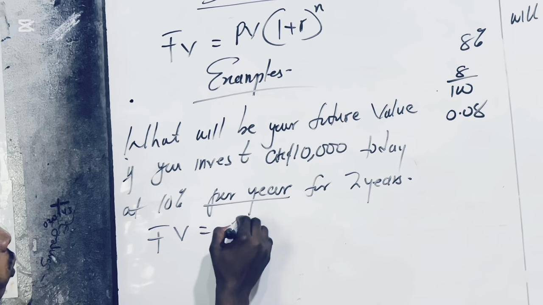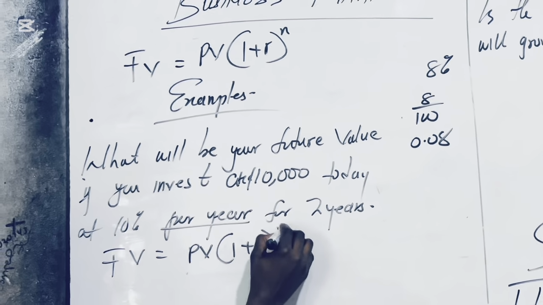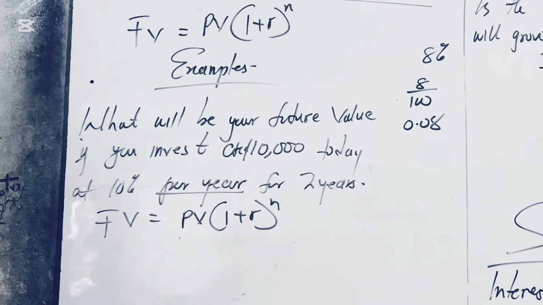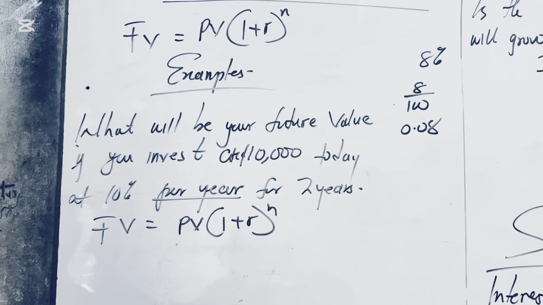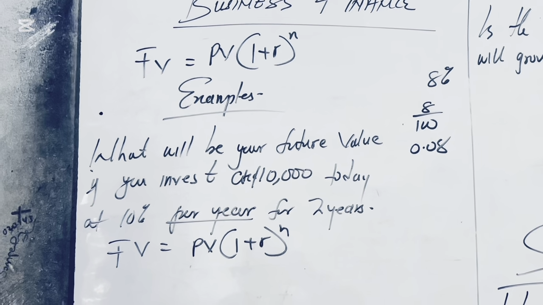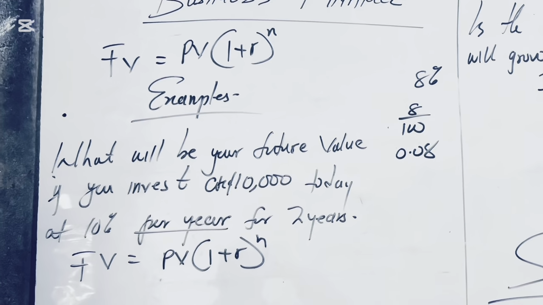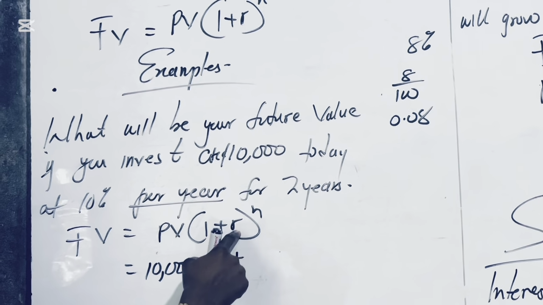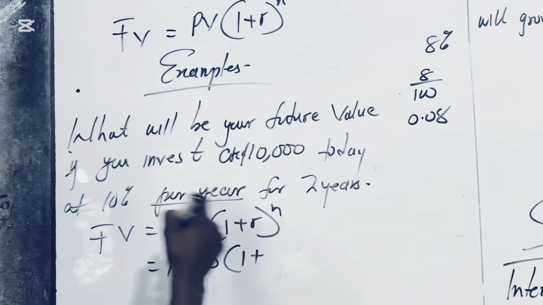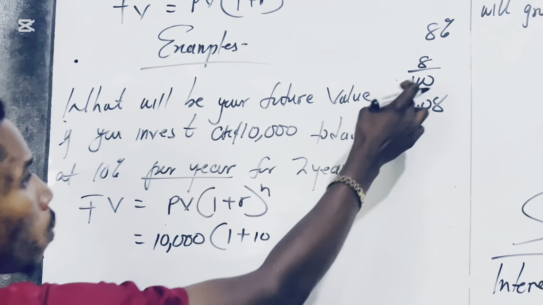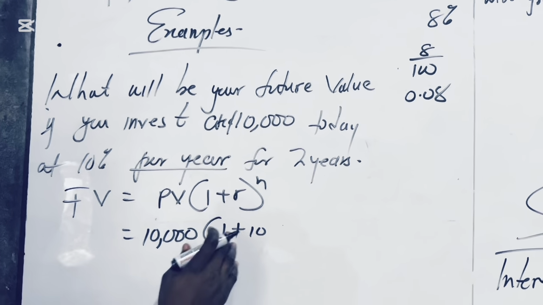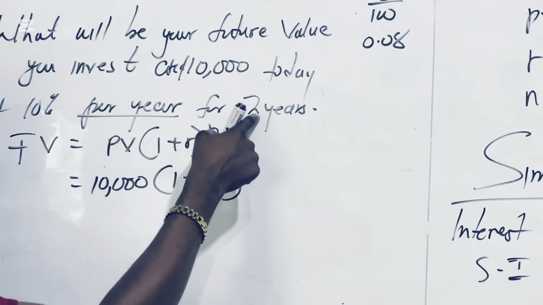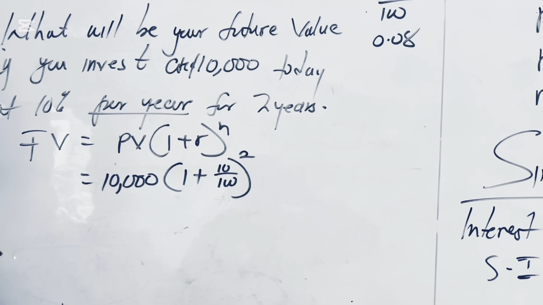And we know our future value is present value times 1 plus r raised to the power n. So what do we do here? The first question you ask yourself is, what is our present value? How much are we investing now? So you see that we are investing 10,000 Ghana cedis. And then our r is our rate, which is 10%. You don't write 10. Remember I said the rate is expressed as a percentage. So 10% can be written as 10 over 100. And then our time is 2 years, which is 2.